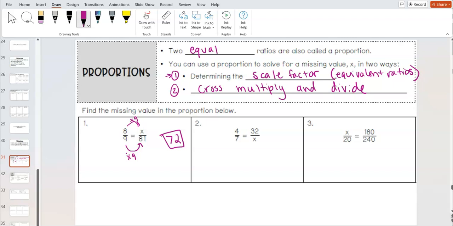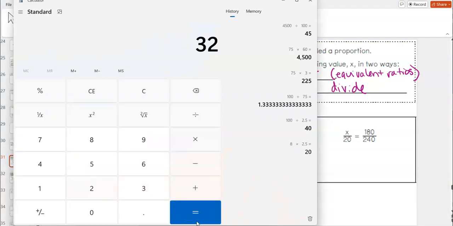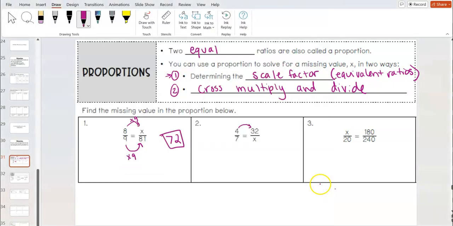On this next problem, I am going to check again. Can I multiply 4 by a whole number to get to 32? Well, I'm going to pull up my calculator really quick so we can check. 32 divided by 4 is 8. Yep, so if I times by 8, I'll get 32. So therefore, 7 times 8 makes my missing piece. 7 times 8 is 56, so that is my answer.